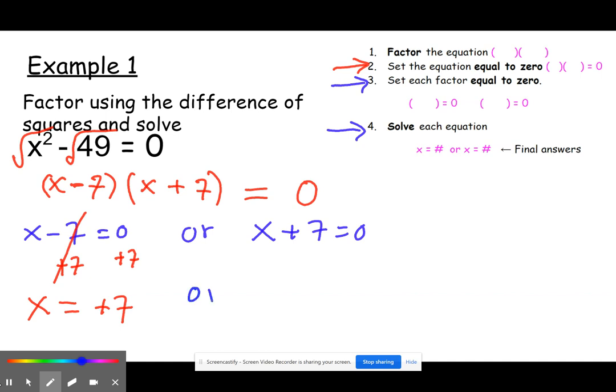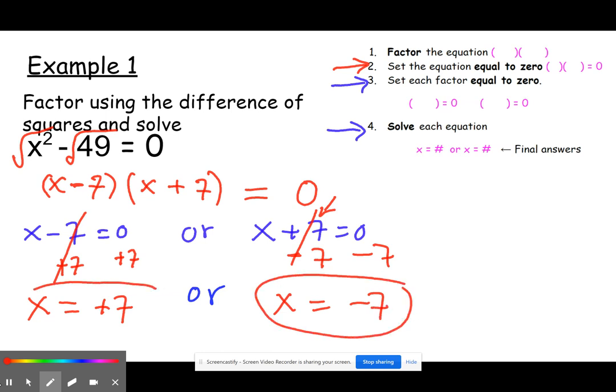Bring our "or" down. And as for the next one, here we would actually have to subtract 7 from both sides, because this right here is positive. So that way, these cancel out, and we would end up with x equals negative 7. And those will be my two solutions.